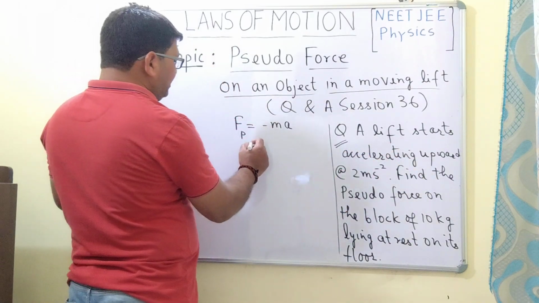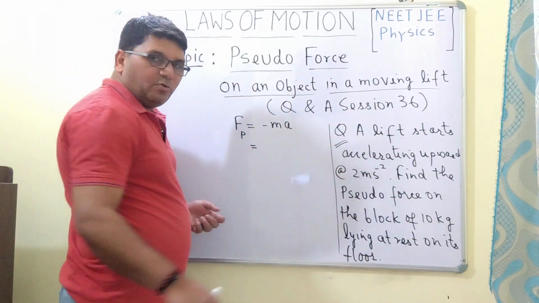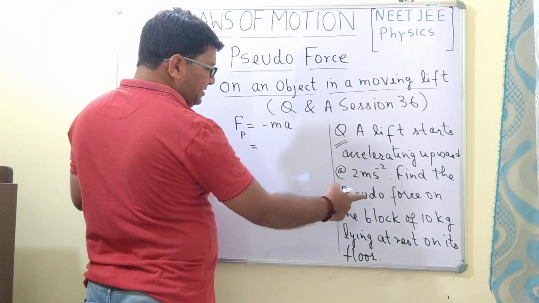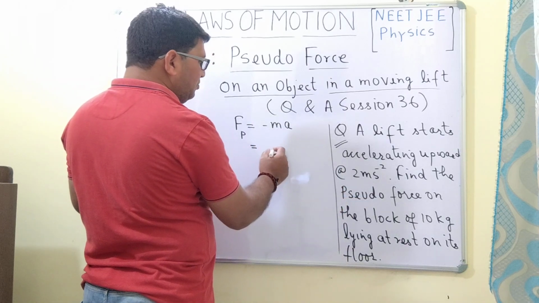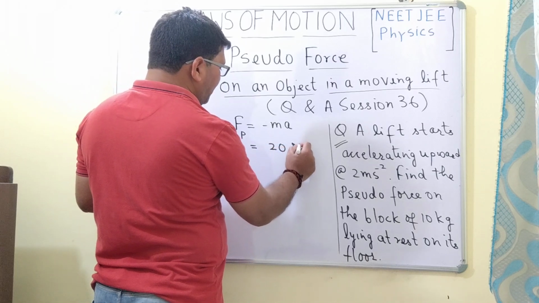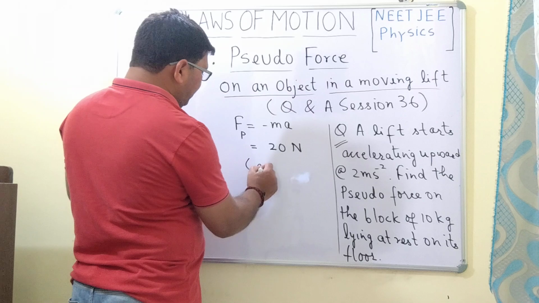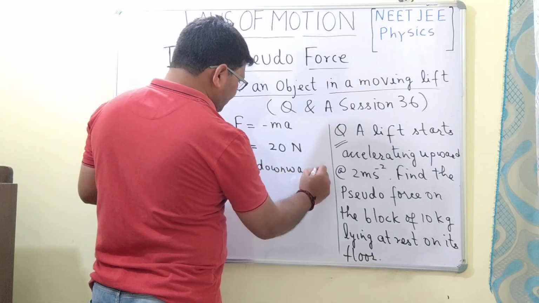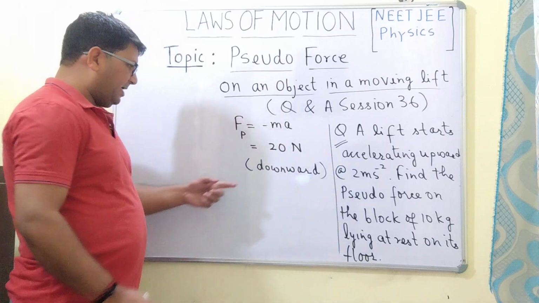So the direction will be downward, and the magnitude will be equal to m, which is 10 kg, and a, which is equal to 2 meter per second square. This will be equal to 20 newtons, and the direction will be downward. So the magnitude of the pseudo force will be equal to 20 newtons, and this will be acting in the downward direction.